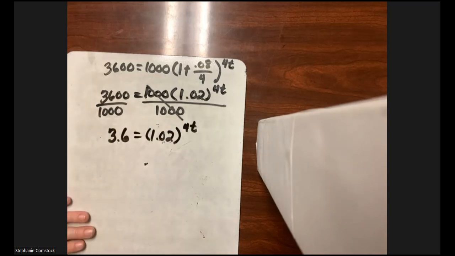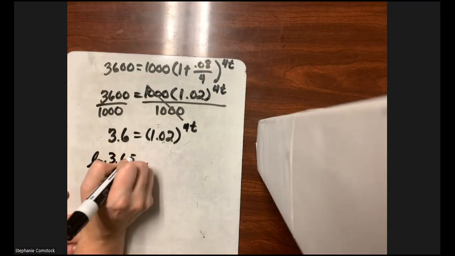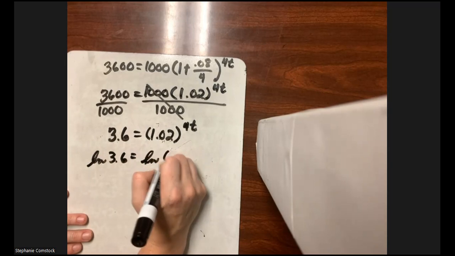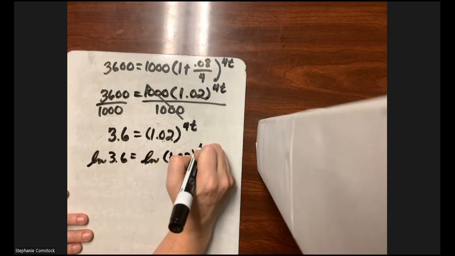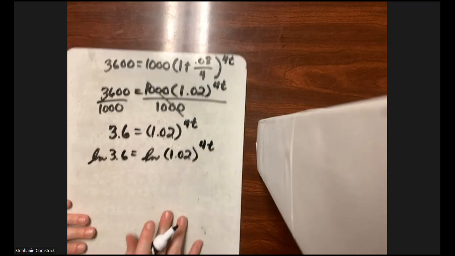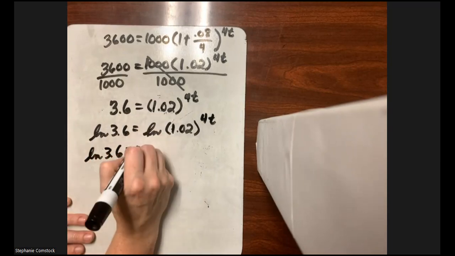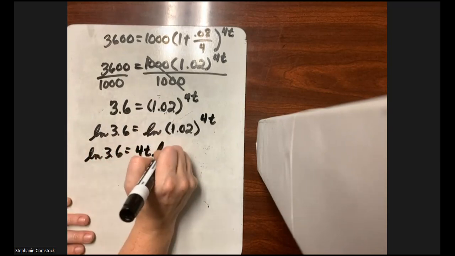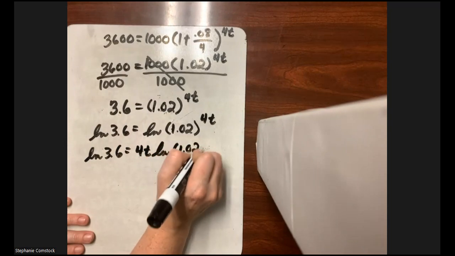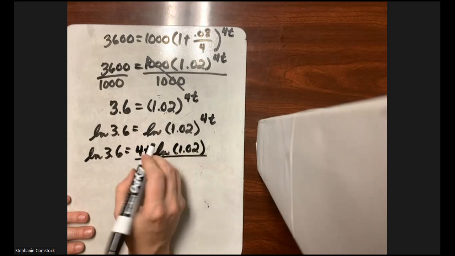Okay. At this point, you are going to need to take a log on both sides. I'm going to use natural log. Okay. I'm going to bring the 4t down in front of this side. And now I'm going to divide off everything that I don't need.